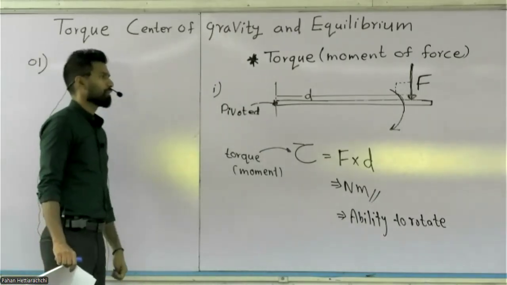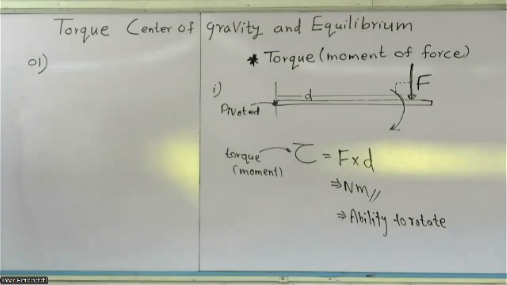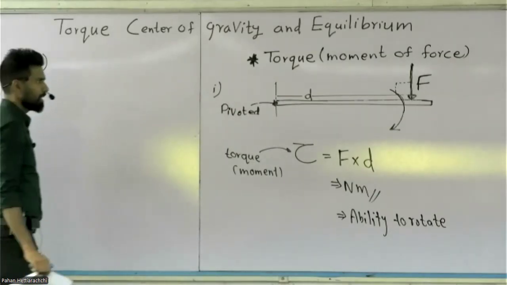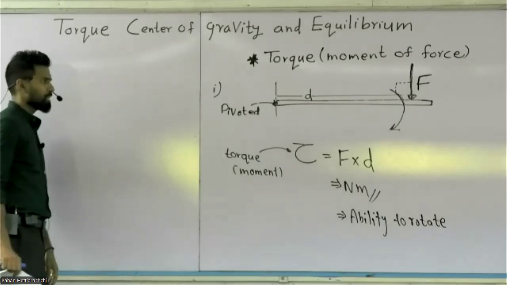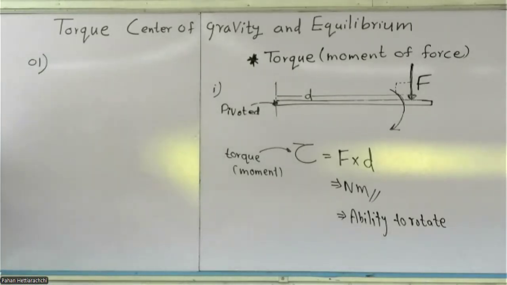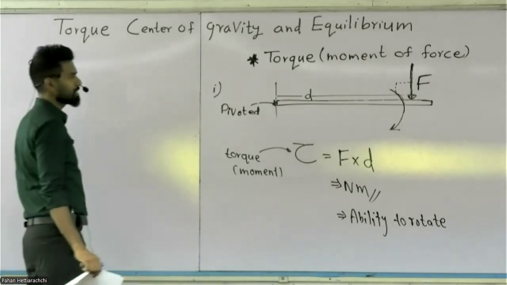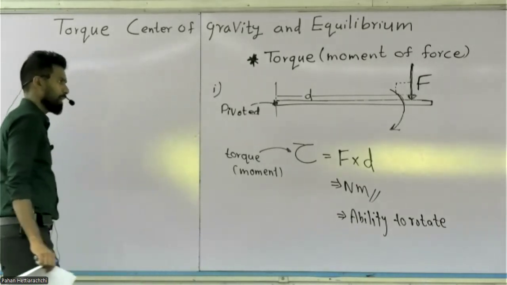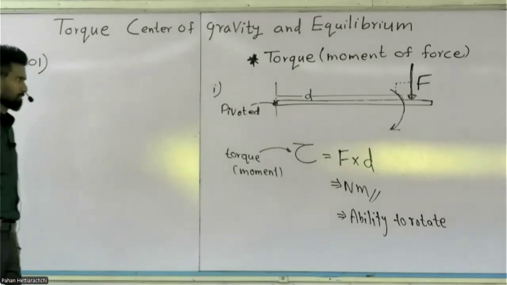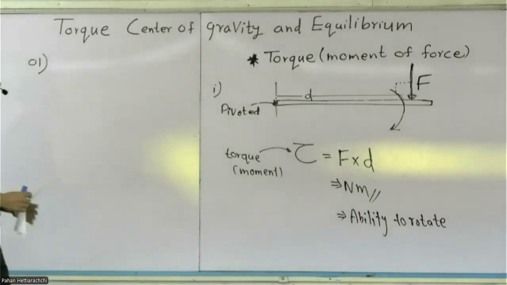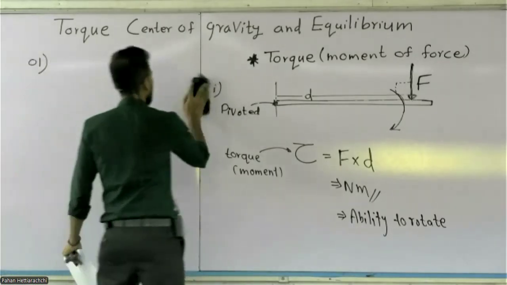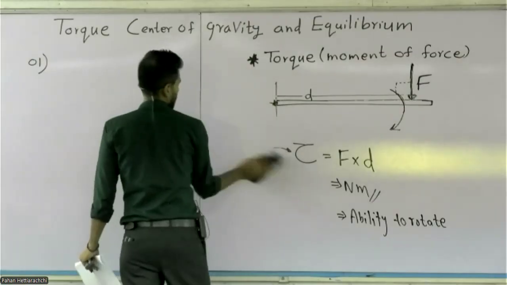The ability to rotate is understood by the physical quantity torque, or the moment of force. It is given by force into the perpendicular distance to the pivotal point. And it has two main categories, clockwise moments and anti-clockwise moments. Now, find the moments in the diagrams I have given you and state whether they are clockwise or anti-clockwise.